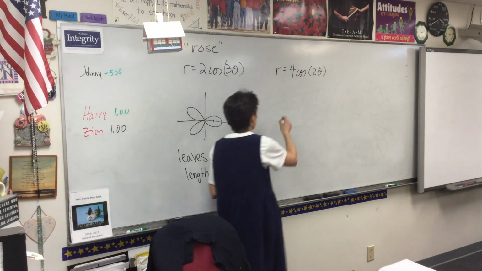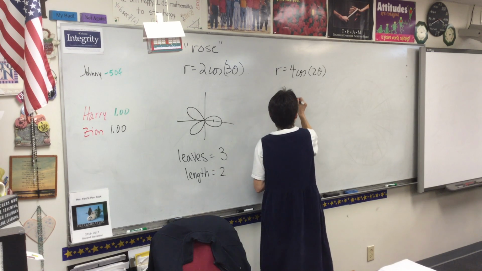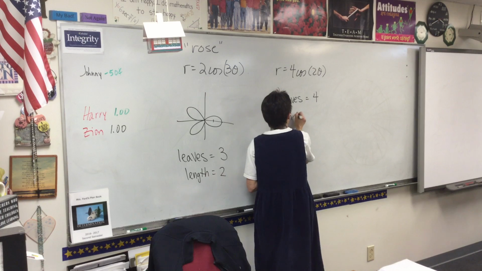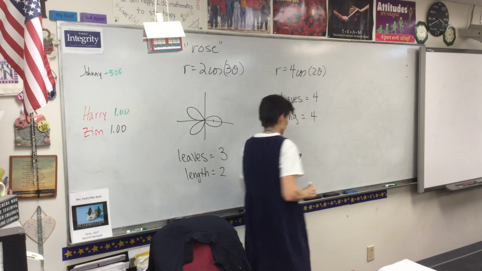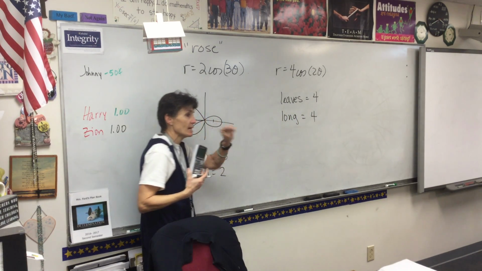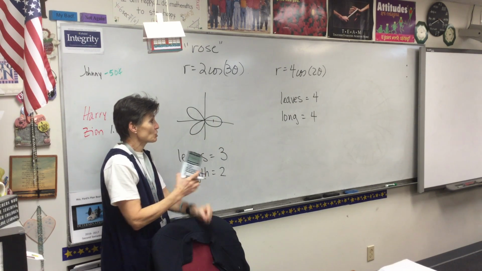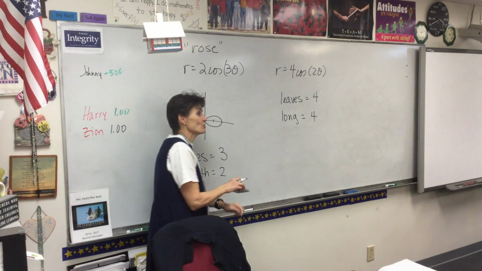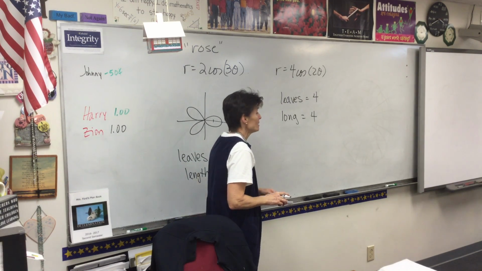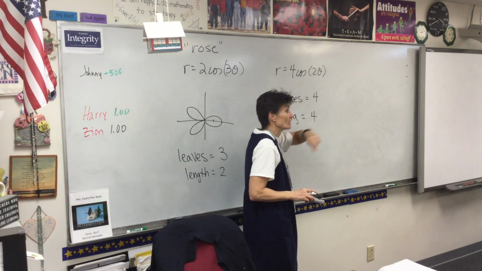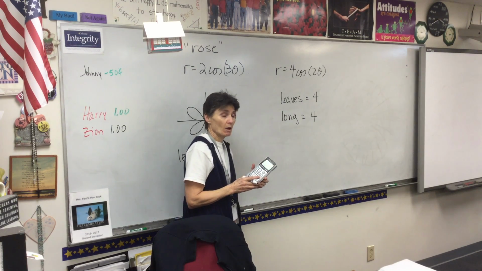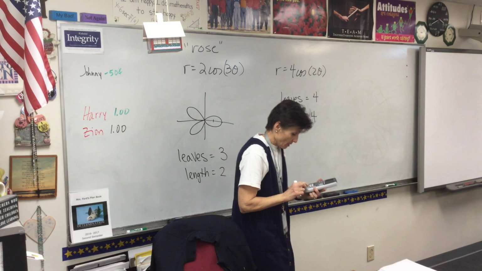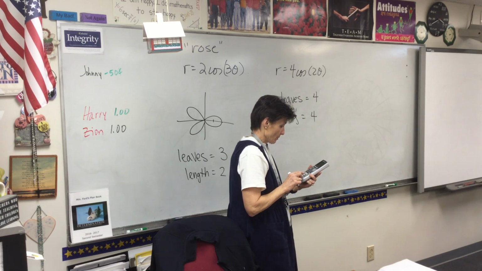Well, this one has 4 leaves. And how long are they? They're 4 long. Again, it's easy to tell if you just count the hash marks on your axis. You set your scale at 1, so you can just count the hash marks, and they're 4 units long. All right. What about the next one? Is the length always going to be the first number in the equation?